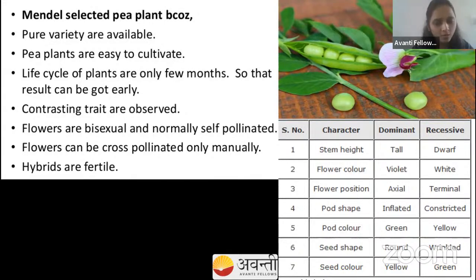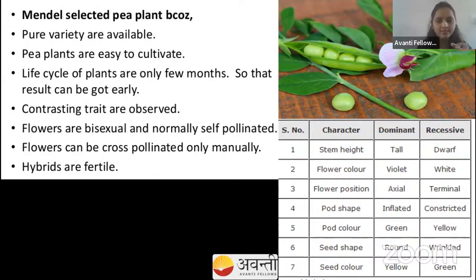Height of the plant. Then flower color and flower position. Remember, guys: flower color, flower position, height. And coming to the pod shape, pod color. Pod shape, pod color. Remember. And coming to the seed shape and the seed color. Okay. So 7 characters are there, right?